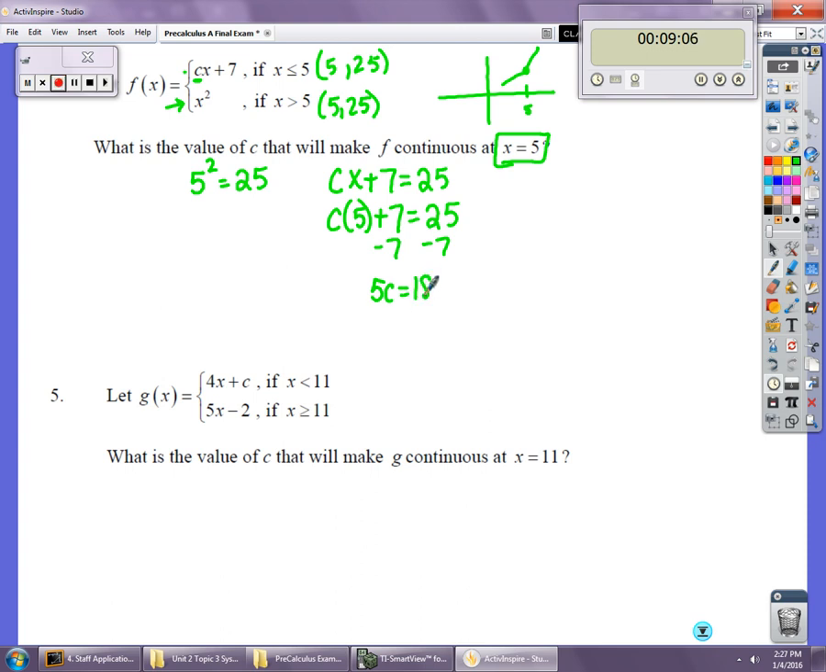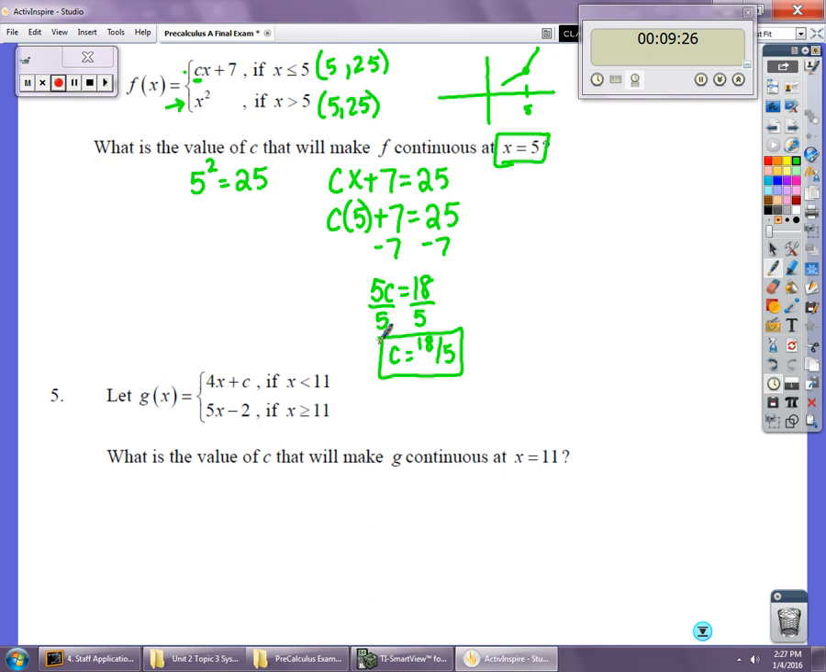5c equals 18. And then we're going to divide both sides by 5, and that doesn't work evenly. And without a calculator, because this is the non-calculator section, it'll probably be easier just to leave it as a fraction. So the c value would have to be 18 fifths. Okay, maybe we'll get one or two more in before the 15-minute limit.